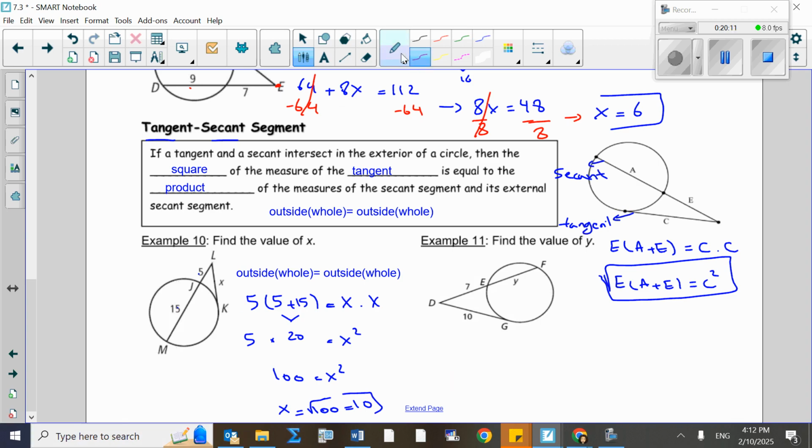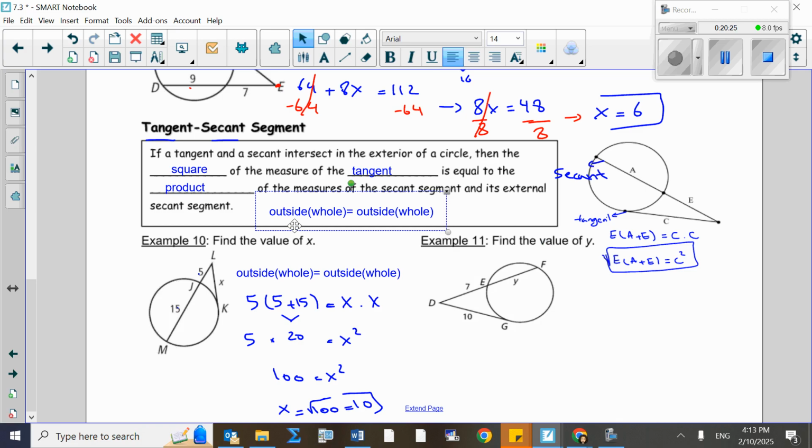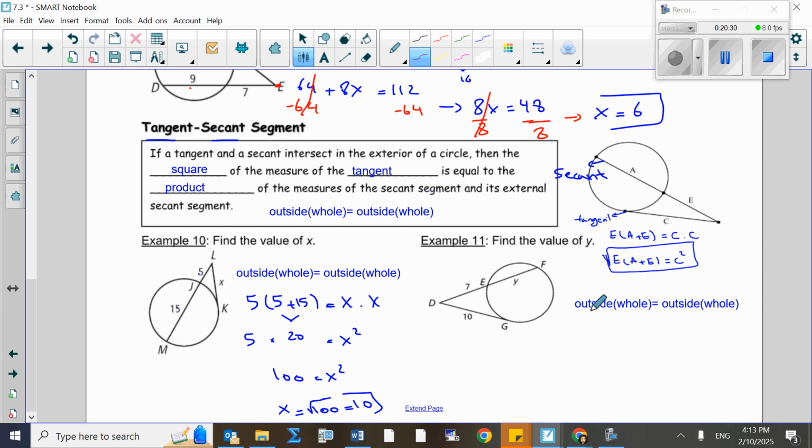Okay, let's work on this problem now. We have a tangent line and we have a secant line. So you're going to use the same formula, outside whole, outside whole. I'm going to write that here. Now, what is the outside part of the secant line? That's 7. What is the whole? It's 7 plus y. These two pieces added together. I'm going to write 7 plus y. And then the other line, what is the outside? It's 10. What is the whole? That's again 10.